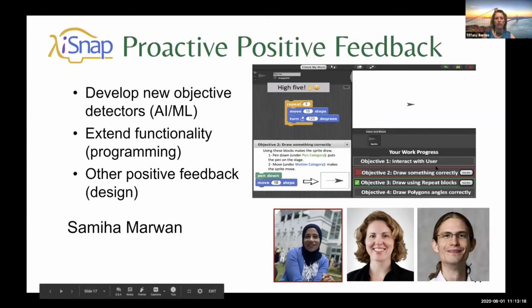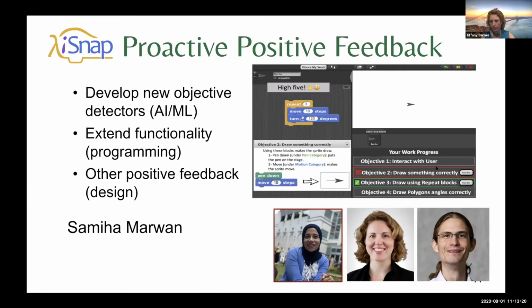So this task is, I think, for draw polygon, and she separated it out into 4 objectives. One of them is to interact with the user, because you have to ask the user how many sides this polygon is going to have. Objective 2 is to draw anything, because that's the first thing you need to do if you're going to make a successful program for this. The third objective is to draw using repeat blocks. And the fourth one is to draw the angles correctly.